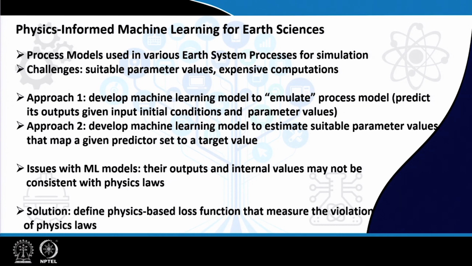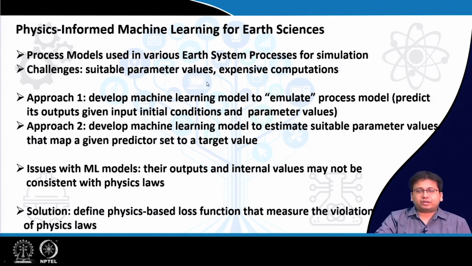In the last lecture we considered process based models versus statistical models. Now these process based models are used in various earth system processes for simulation. These suffer from multiple challenges: suitable parameter values are often not known, and the computations are very expensive, requiring a lot of time and a lot of computing power and so on. So in what ways can machine learning alleviate such problems? One approach is to develop models which can emulate these process models. That is to say, you do not really need to run these process models.